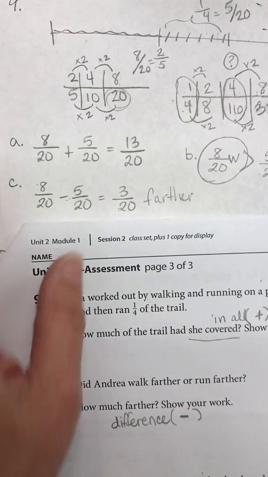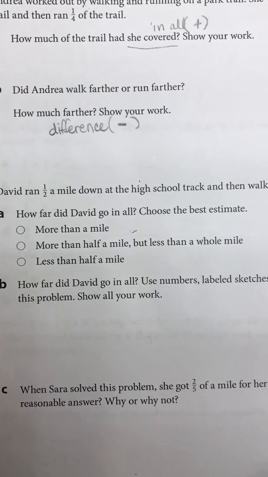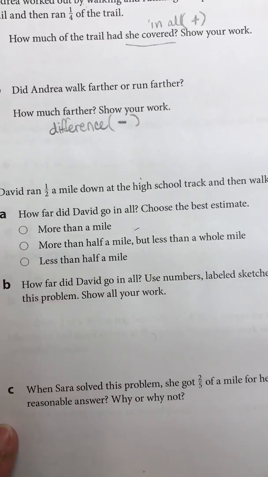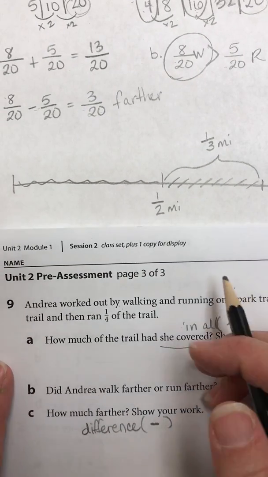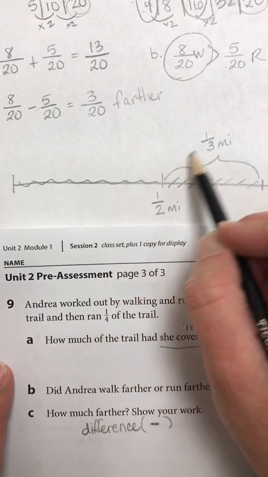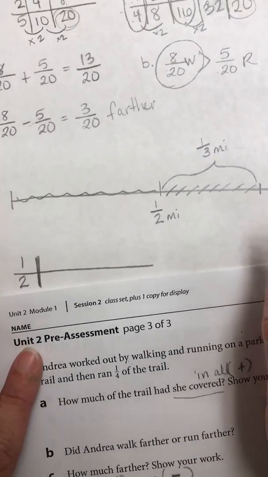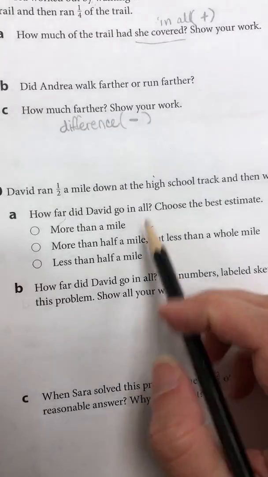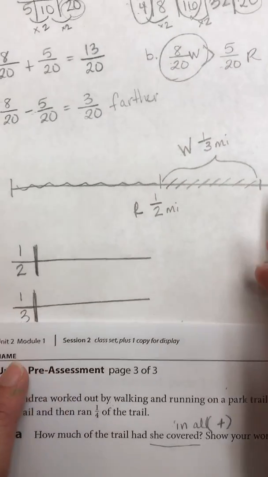All right, moving on to the last problem here, number 10. David ran half a mile down at the high school track and then walked 1/3 of a mile. So we're going to draw a little track here like we did last time. So he went 1/2 of a mile and then 1/3 of a mile. It says he ran the half mile, so I'm going to write an R here so we don't forget. And then he walked a third, so I'm going to put a W so we know that means walked.